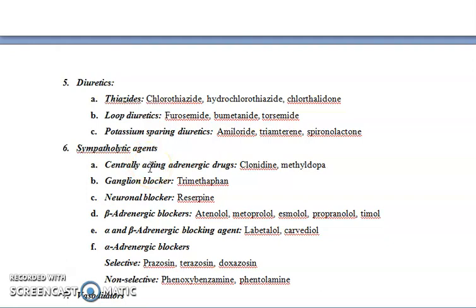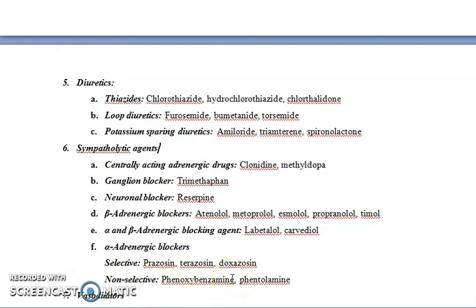They are centrally acting adrenergic drugs, those are clonidine as well as methyldopa. Ganglionic blocker, that is trimethaphan. Neuronal blocker, that is reserpine. Beta adrenergic blockers, that is atenolol, metoprolol, esmolol, propranolol as well as timolol. And alpha and beta adrenergic blocking agents, that are labetalol as well as carvedilol. And last one, that is alpha adrenergic blockers, selective as well as non-selective. Selective ones are prazosin, terazosin as well as doxazosin, and non-selective are phenoxybenzamine as well as phentolamine.